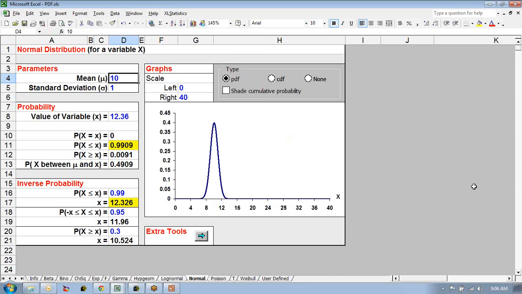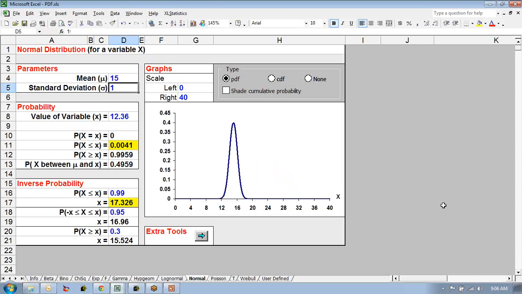So let's see what happens when we change the mean. Let's change the mean from 10 to 20. And note what happens. Yes, so we call the mean a location parameter, and you can see why. If we change the mean, what's happening to the spread? Nothing. But the center is changing as we change the mean.